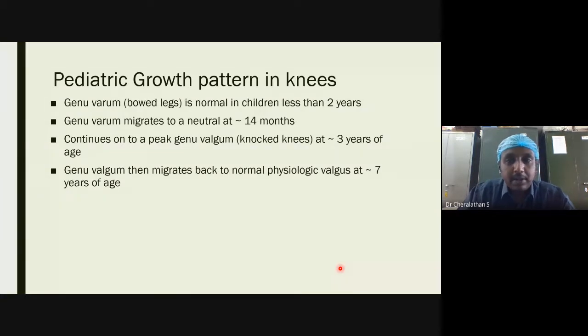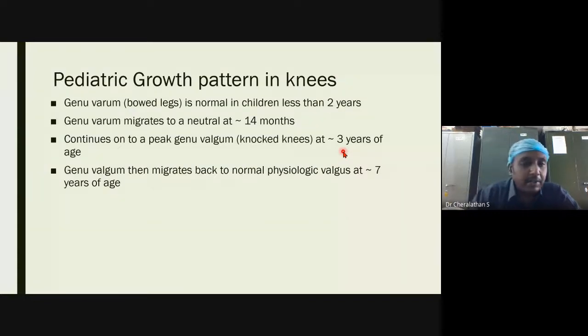So we call it genu rectus. Rectus means straight. At the age between 14 months to 2 years, the varus usually gets corrected from genu varum to genu rectum, and then it progresses to valgus, right? And this valgus can peak at the age of approximately 3 years, and slowly it grows back to the physiological valgus. What is the normal valgus angle? Anybody?